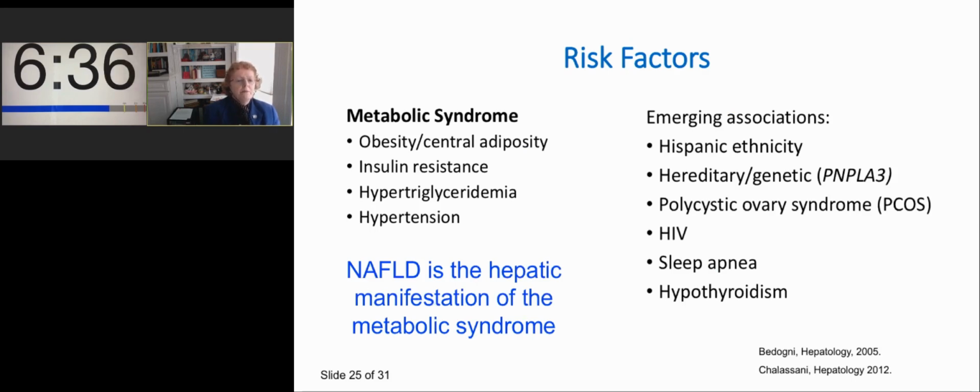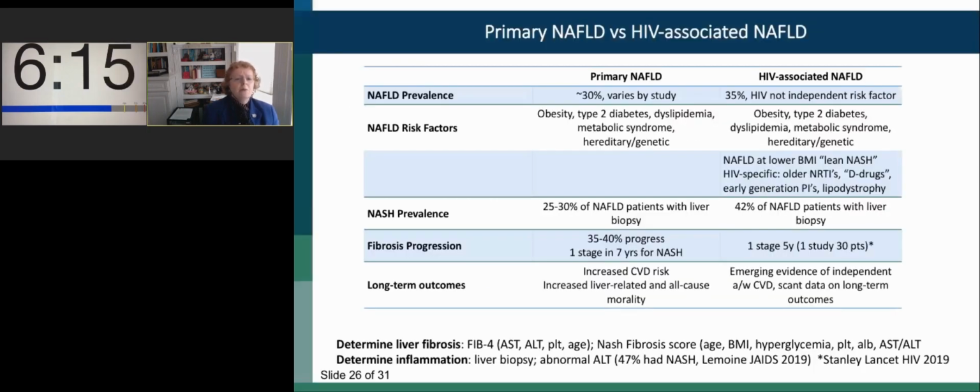NAFLD is the hepatic manifestation of the metabolic syndrome. It's higher in Hispanics. There are hereditary and genetic associations with polycystic ovarian syndrome. I'll talk about HIV and also sleep apnea and hypothyroidism. This slide compares primary NAFLD in the non-HIV in the middle and HIV-associated on the right.